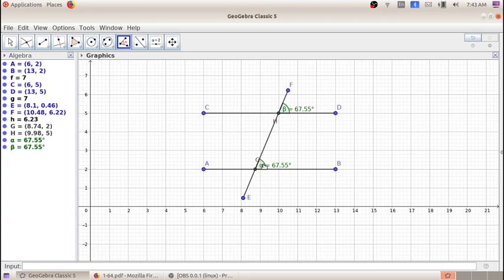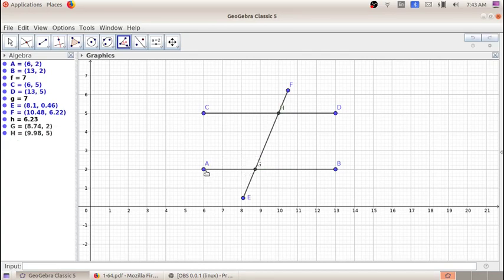And one more thing you notice here, corresponding angles are always equal. Here 67.55, here also 67.55. So this is known as corresponding angles. I repeat, angles which are formed in matching corners or corresponding corners.